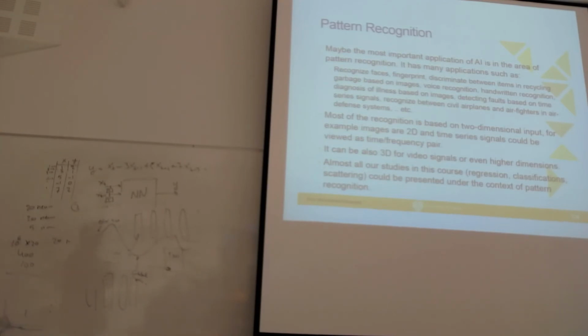Okay, and pattern recognition can be based on one dimension, or 2 dimensions, or 3 dimensions, even more. For example, if you have images, then it is 2 dimensions. Signals also can be viewed as time and frequency pairs, so we can have 2 dimensions for time series signals. 3 dimensions can be video signals, for example. We have 2 dimensions as an image, but we have a train of images in time, so we have 3 dimensions. And as I said, we might have higher dimensions in that case.